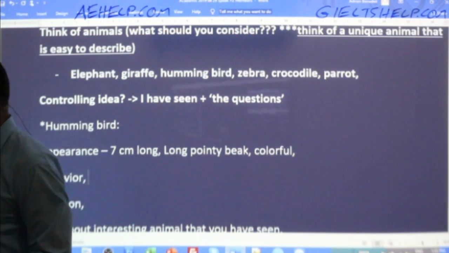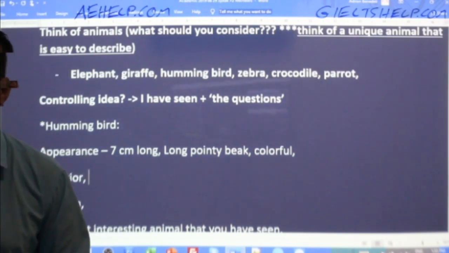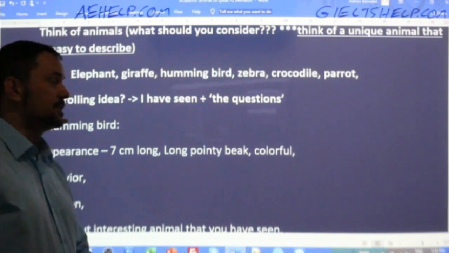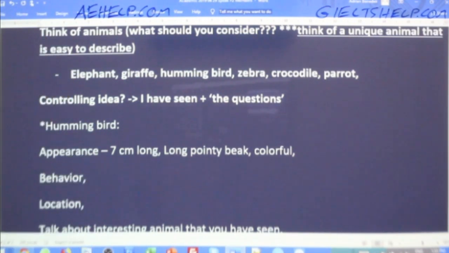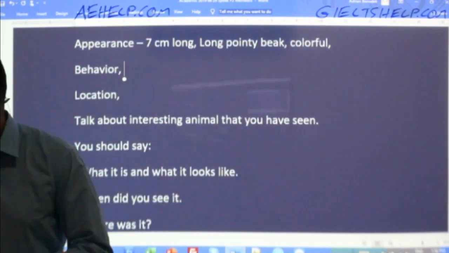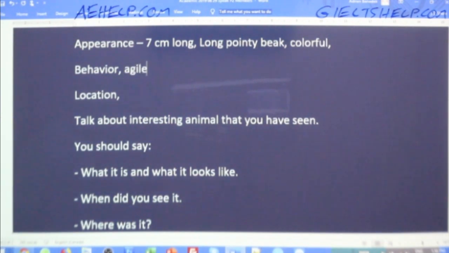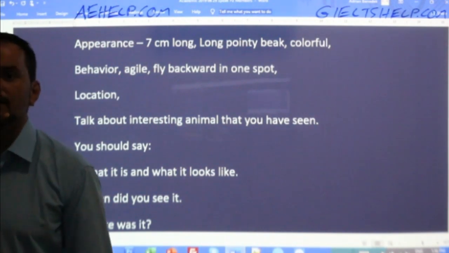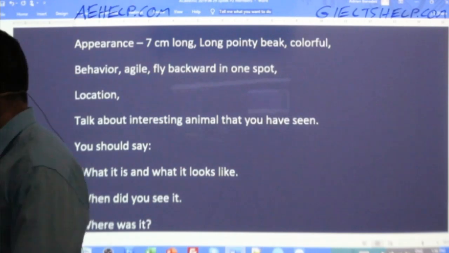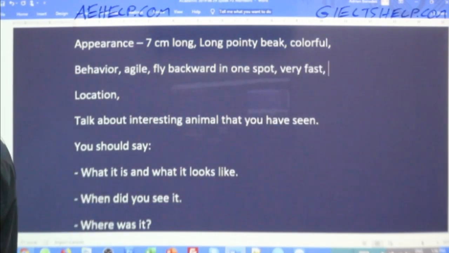What does it actually do? What does the hummingbird do? What's its behavior? So, it's agile. It can fly backwards. It can fly in one spot. It's very fast. What else?